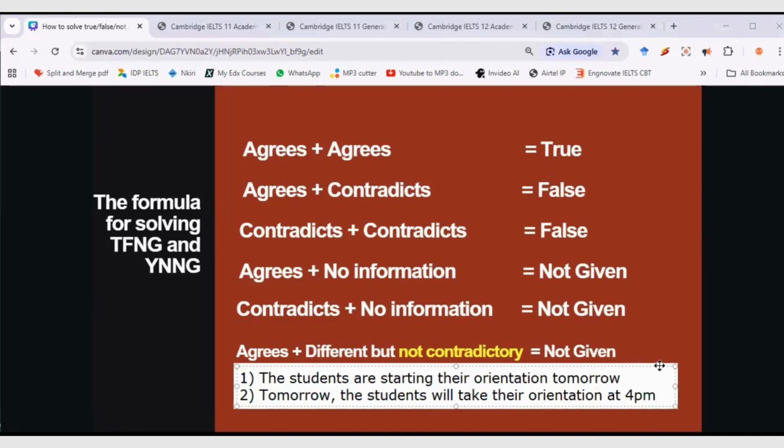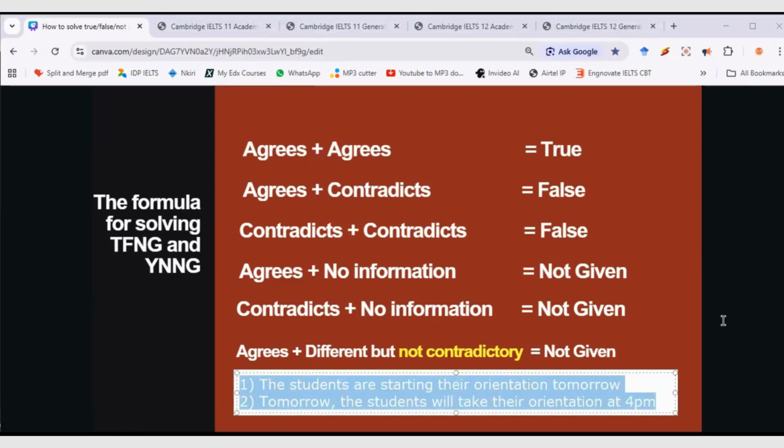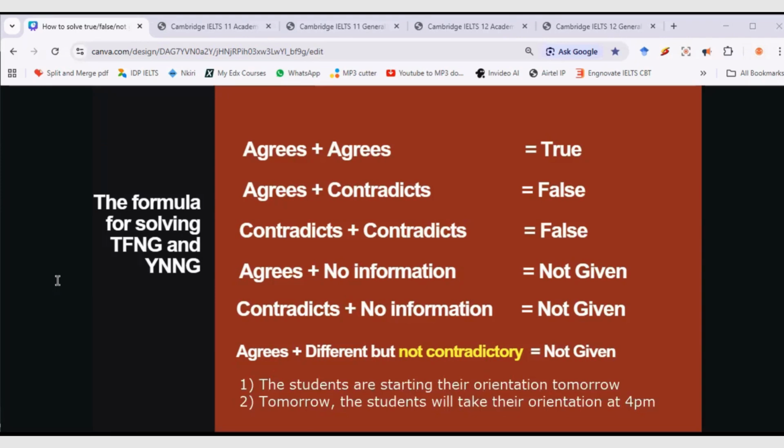Now, look at these two statements carefully, ladies and gentlemen. Are the two statements contradictory? I want you to drop your answer in the Zoom chat. These two statements that I wrote, 1 and 2, do they contradict each other? Anybody, I want you to tell me what you think. Contradict means opposite, in case you don't know the meaning of contradict.